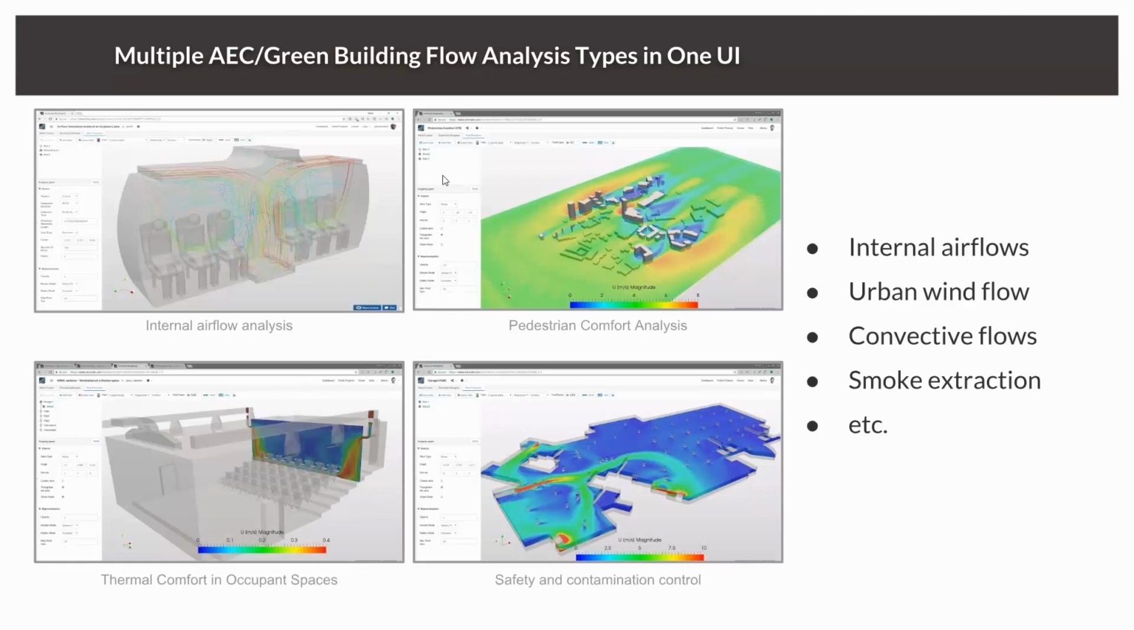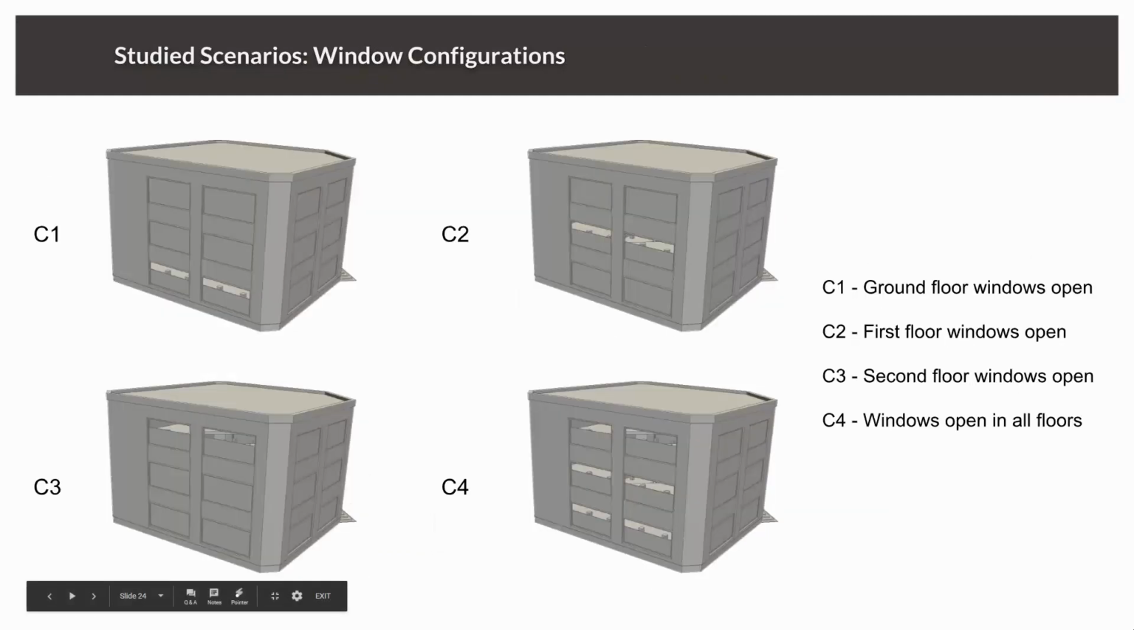And basically you can use CFD for a lot of applications in green building and AEC. For example, we will take a look today at thermal comfort, but you can also use it for contamination control, for example, to improve the ventilation concept of a parking garage, and you can also use it for pedestrian comfort analysis in larger arrays of big buildings, also for wind load analysis. And this is the scenario we will take a look at today.